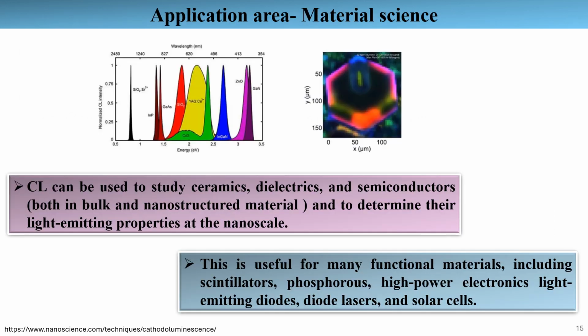CL has many application areas. In materials science, CL can be used to study ceramics, dielectrics and semiconductors, both in bulk and nanostructured materials, and to determine their light emitting properties at the nanoscale. CL can also be used for functional materials including scintillators, phosphors, and high power electronics, light emitting diodes, diode lasers and solar cells.